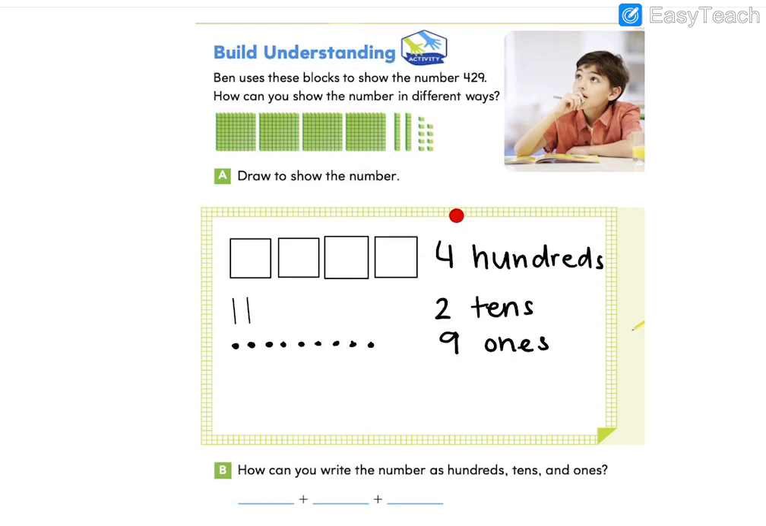Now, we want to think about what 4 hundreds is equal to. How can we write that? 4 hundreds is equal to 400. So, down here we can write 400. This is called expanded form. 2 tens is equal to 20. And 9 ones is equal to 9. So when it asks us to write it like this, we're breaking it apart by place value. Our 400 plus 20 plus 9.